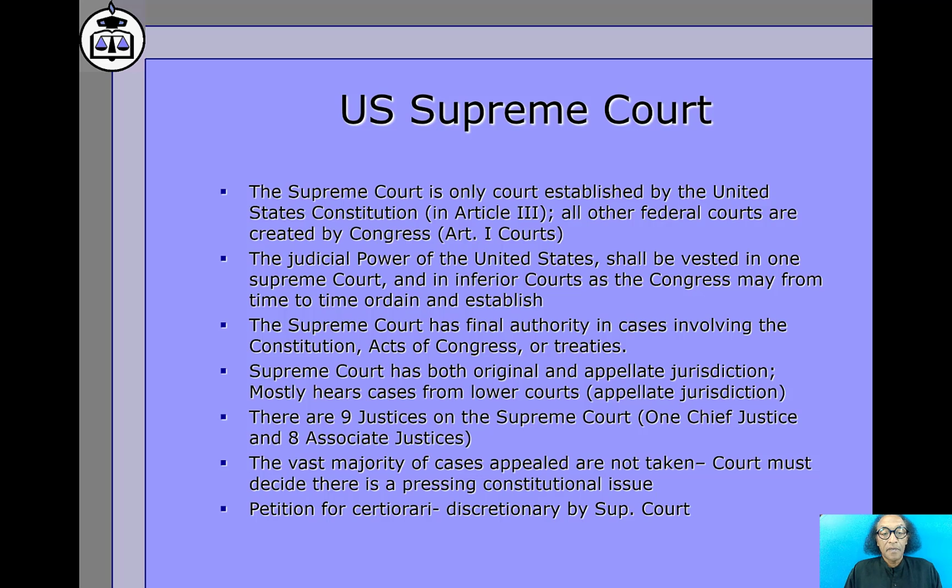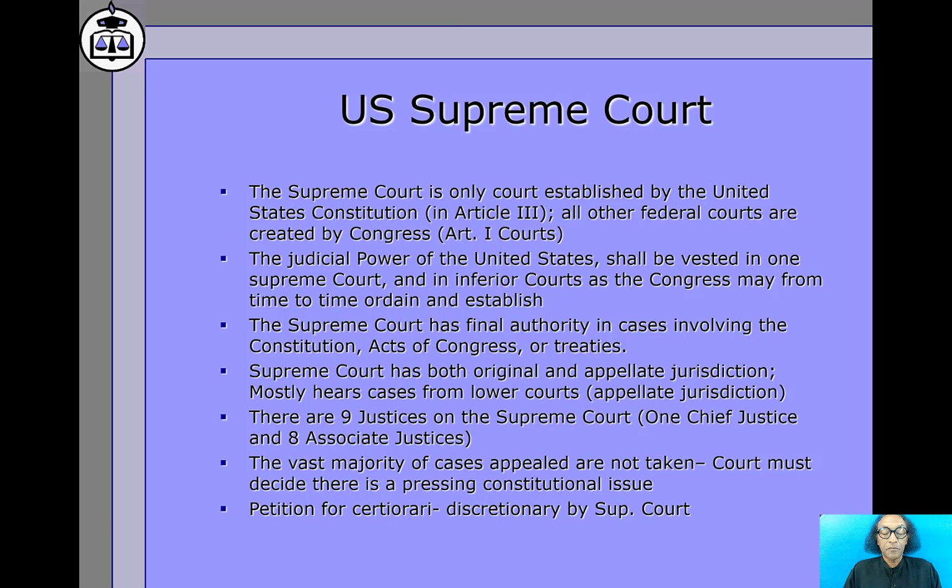Article 3 basically states that the judicial power of the United States shall be vested in one Supreme Court, one single Supreme Court, and inferior courts, as the Congress may from time to time ordain and establish. So, again, to underscore the point, Supreme Court is created in the Constitution, and all other courts are created by Congress.